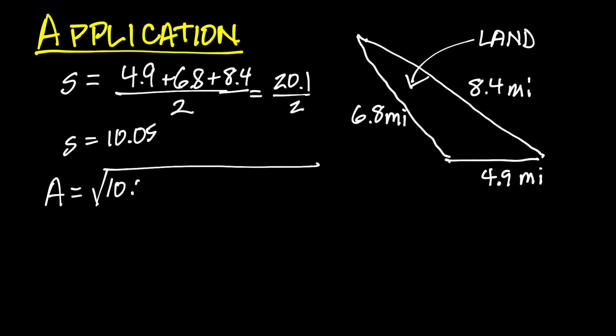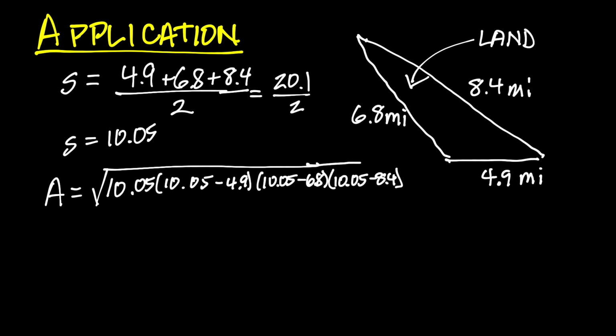So after that, go ahead and substitute into your formula. So semi-perimeter times the semi-perimeter minus one side times the semi-perimeter minus another side times the semi-perimeter minus that third side. So go ahead and use your calculator. So according to my calculator, I come up with the square root of, let me go here real quick.